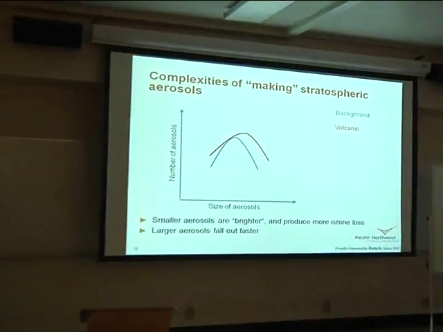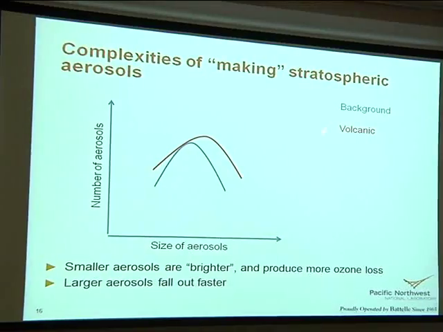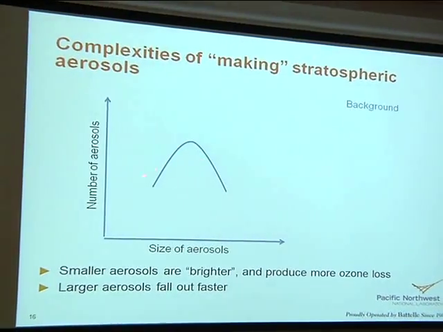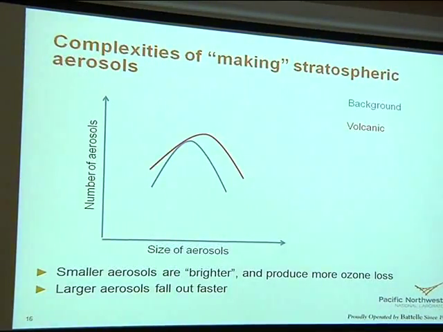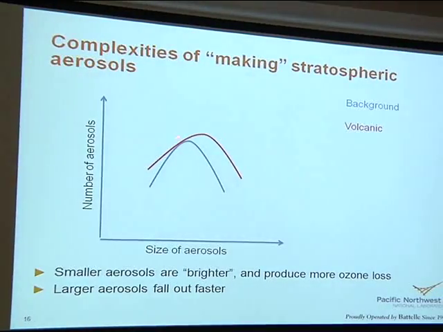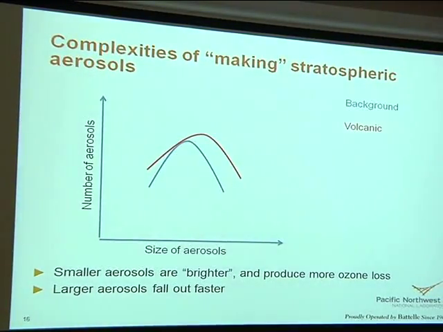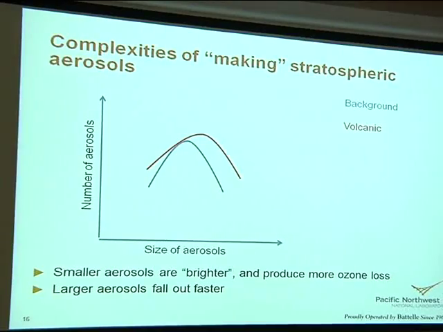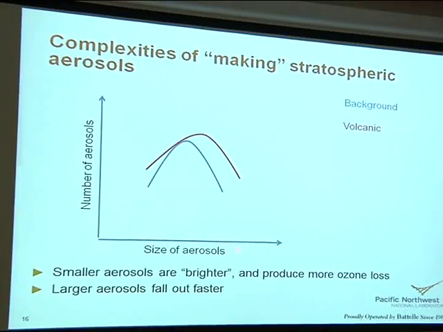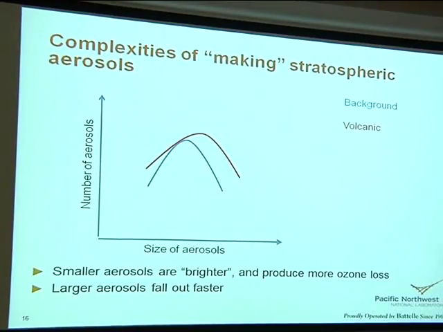What we find is if we go out and measure aerosols after a volcanic eruption, we see more aerosols. So the red line, the volcanic size distribution, is always above the blue line. And we see that peak has kind of shifted to bigger aerosols as well. And there's a lot more big aerosols and a few more small aerosols.